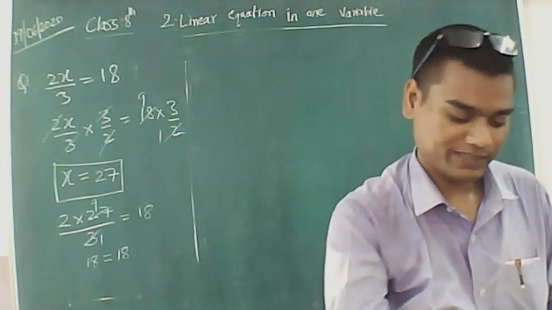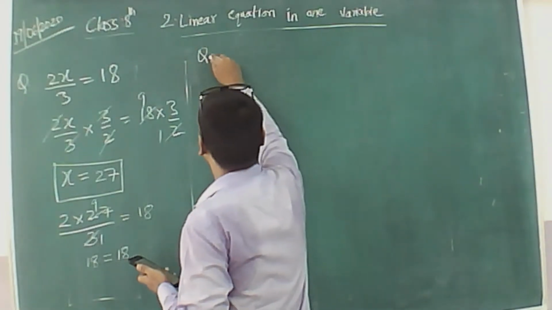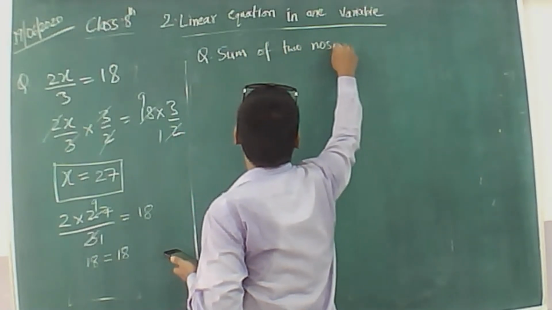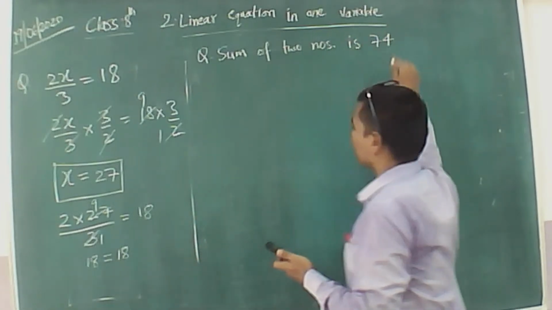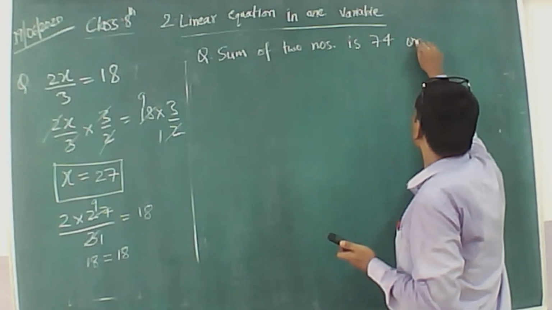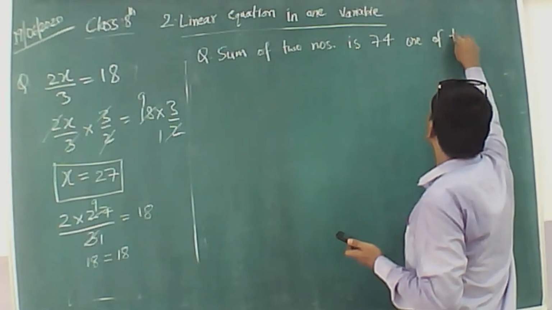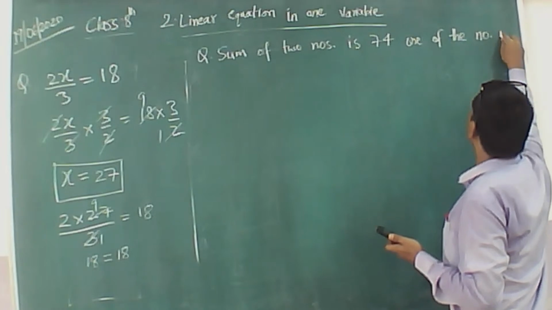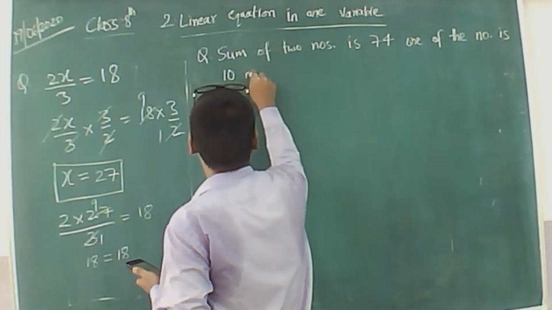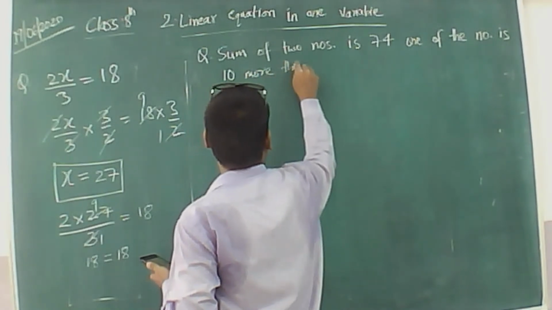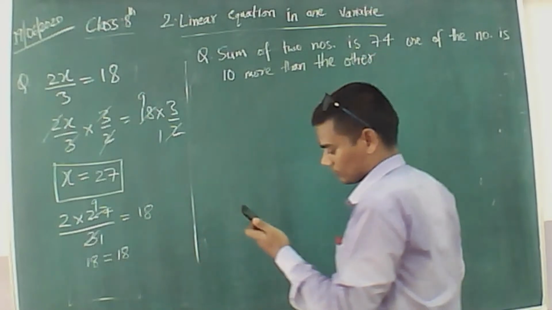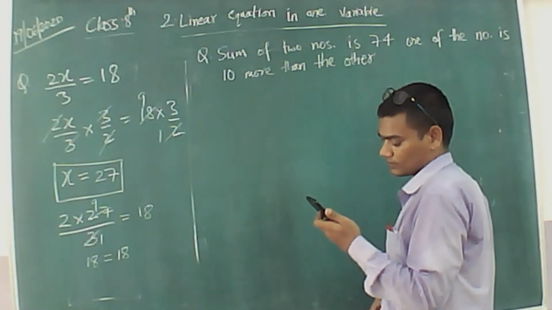Sum of two numbers is 74. One of the numbers is 10 more than the other. What are the numbers?